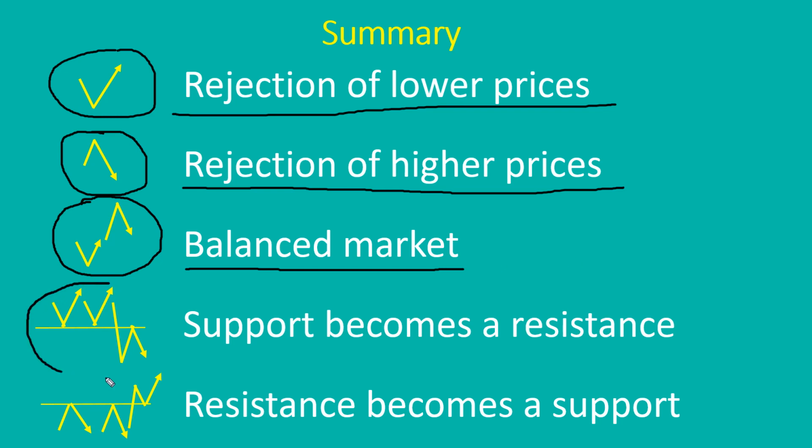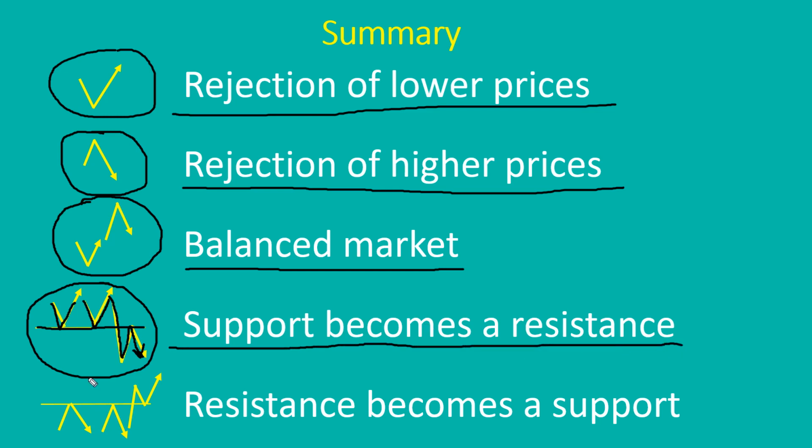Now this is how support, which becomes resistance, looks like. As you can see, this given price level was support, then the price went past it, and it became a resistance. Alright, so support becomes a resistance.